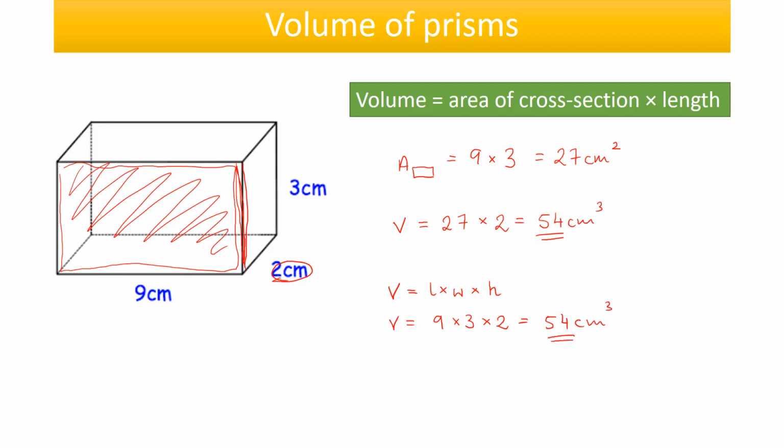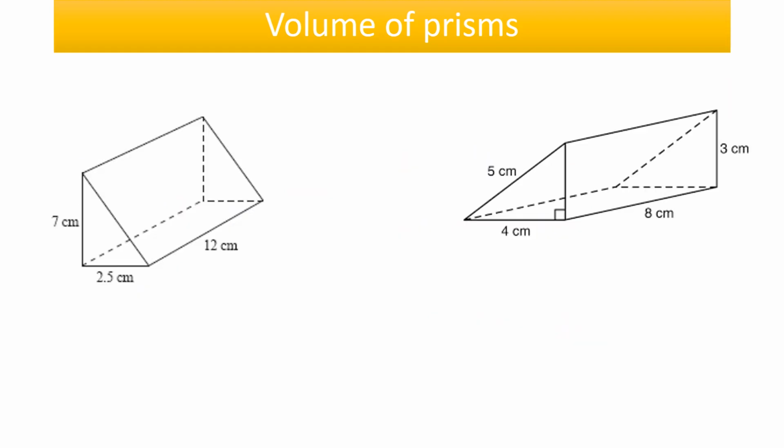Now I prefer the formula that we have in the box here, area of cross section times length, because we can use it with any shape. Length times width times height only works with cuboids, or cubes. So we can't use it with every shape, but the formula, which is area of cross section times length, can be used with any shape. And now we're going to have a look at the triangular prisms.